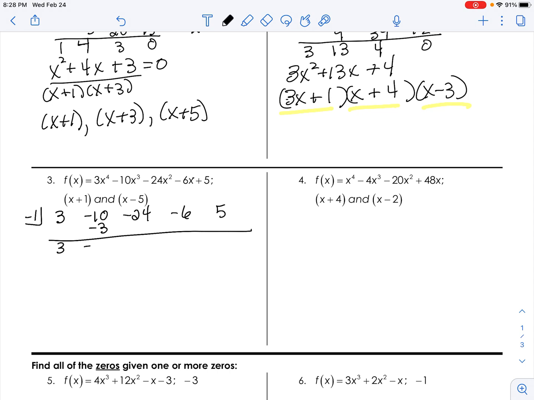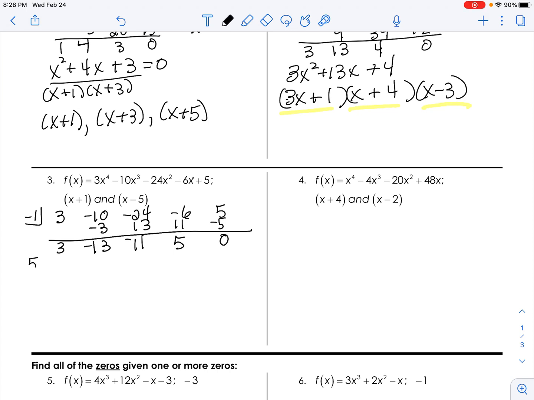Bring down the 3, negative 3, negative 13, 13, negative 11, 11, 5, negative 5, 0. And again, I say to you, if you don't get a remainder of 0, something went wrong. We knew that x plus 1 is a factor, and so we use negative 1 in the house.